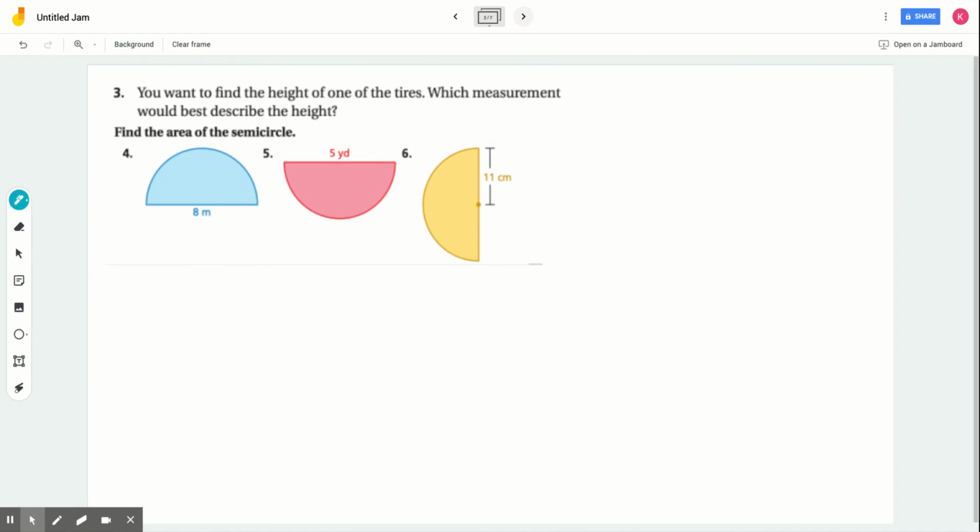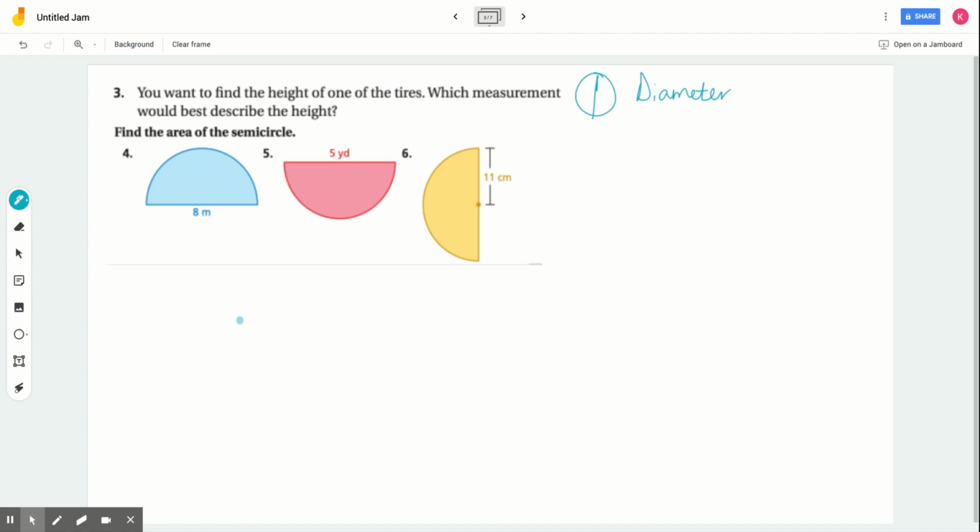Now moving on to number 3, it says you want to find the height of one of the tires. Which measurement would best describe the height? So think about a tire on a vehicle or movable object, and what measurement would best describe the height of that tire? So if this were my tire, this would be my height. We could say that the measurement that would best describe this would be the diameter.